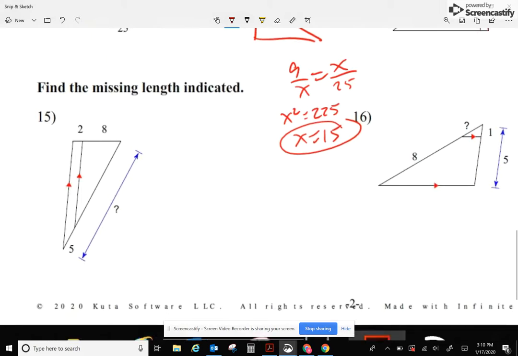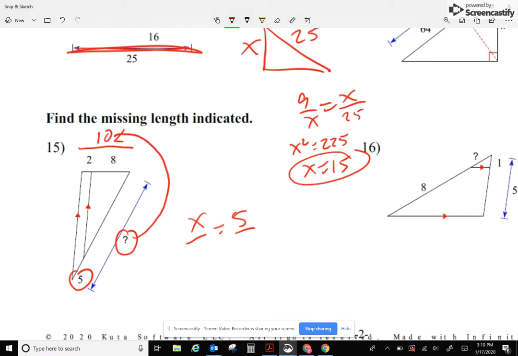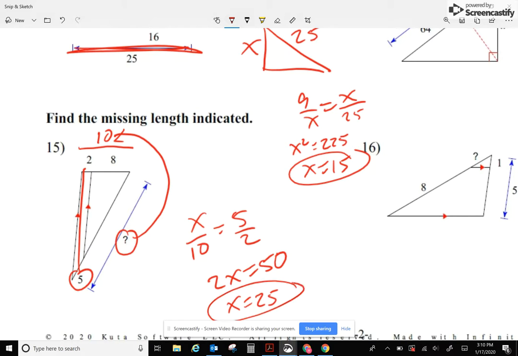Now lastly, number 15, where I see numbers only, I have 3 measurements, 2 small ones and the big one. I'm going to use 10. For the big side, I added the 2 values. Now, where I see the x, I'm going to use x and 5. X, which is the whole thing, goes with 10, and 5 goes with 2. Cross multiply, solve for x. I have the 2x equals 50. Divide both sides by 2. X equals 25.